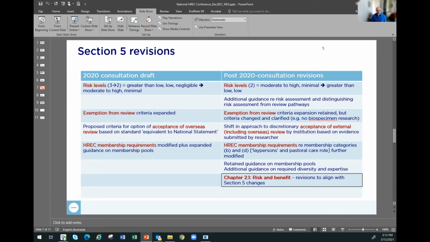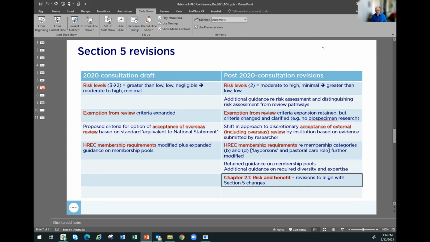We also proposed criteria for the option, not the requirement or a program or even an expectation, but an option for acceptance of overseas review, based on the notion that researchers often will come to us and ask for advice on how to get research that's been reviewed by ethics committees overseas, reviewed in Australia, and we need to respond to them that they need to get their research reviewed in Australia, no matter what they've done overseas. And this seems to be an inefficient way to approach matters. So we wanted to try and enable that opportunity, and institutions could do that if they so wished.